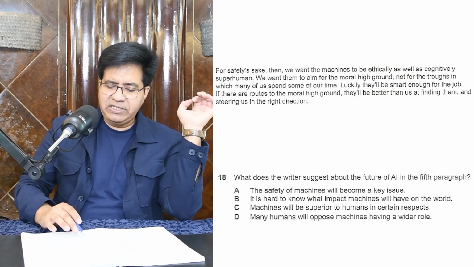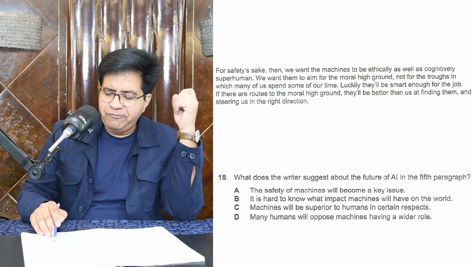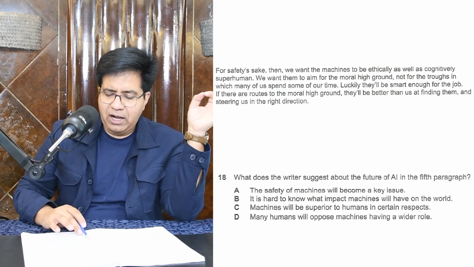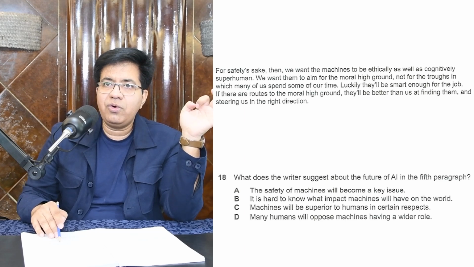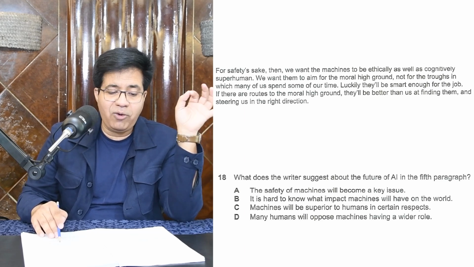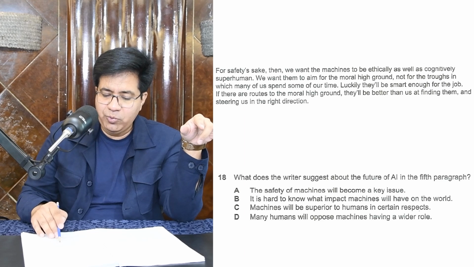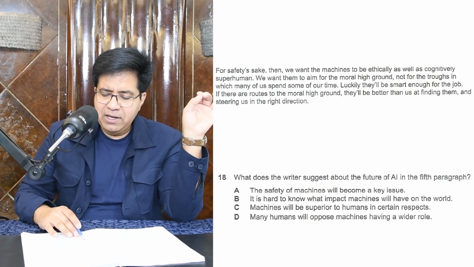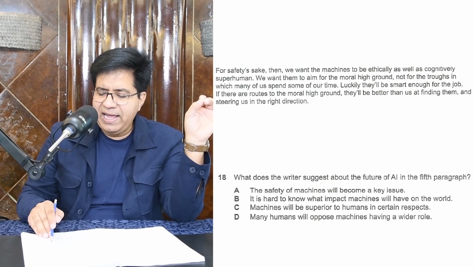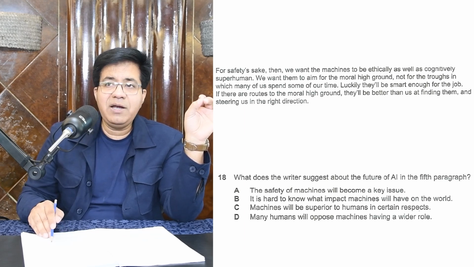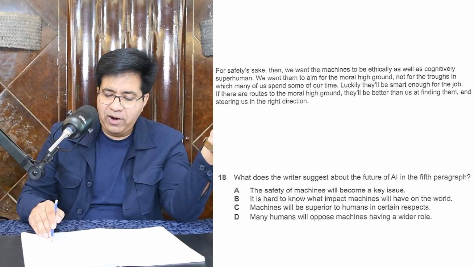Now, question number 18. What does the writer suggest about the future of AI in the fifth paragraph? A, safety of machines will become a key issue. No, he did not talk about safety as a key issue. Option B, it is hard to know what impact machines will have on the world. He didn't mention that it is difficult to know and all that.